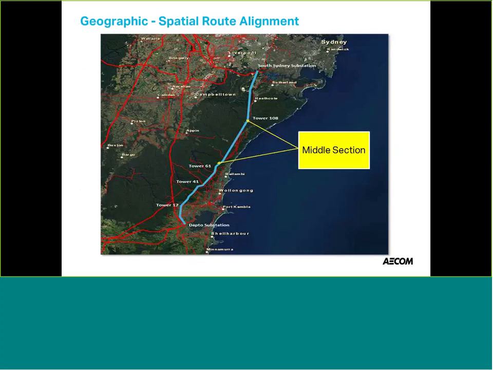I just wanted to bring to your attention here the spatial route alignment of the line that we're looking at today, from Sydney South to Dapto. There's a middle section which I've marked there in yellow. It's important, as we go through the visual rating process, that it gives you an appreciation of the level of deterioration of that third of the tower line in the middle.